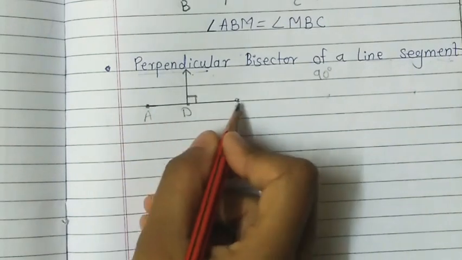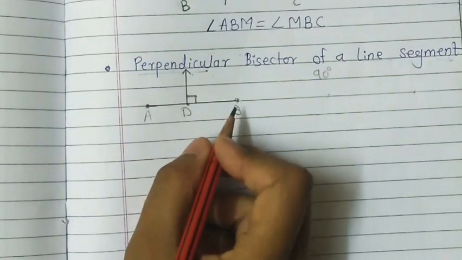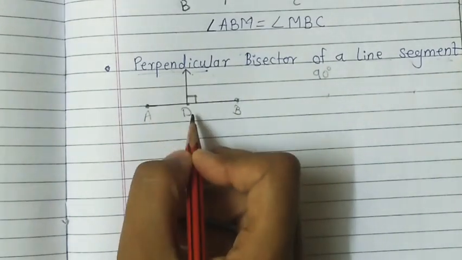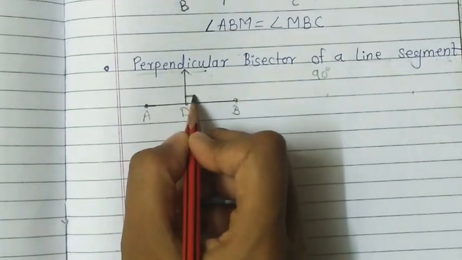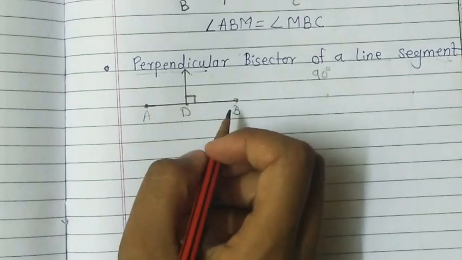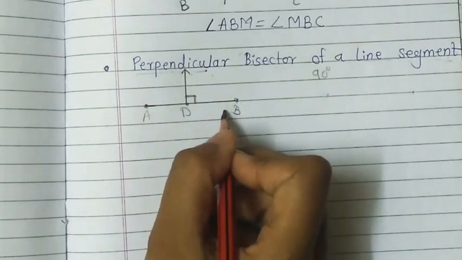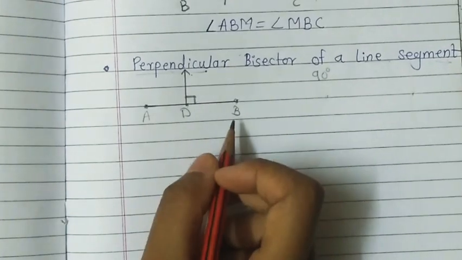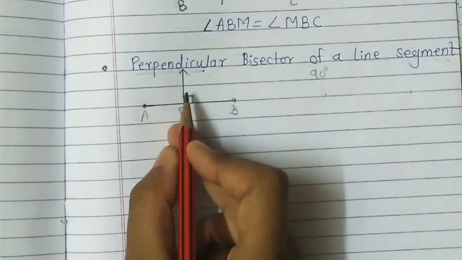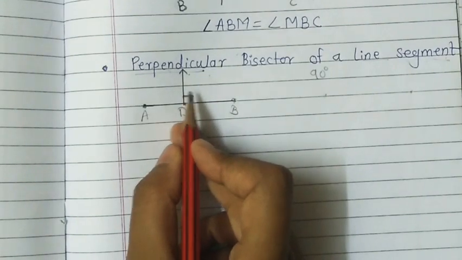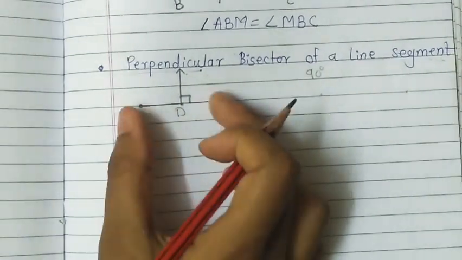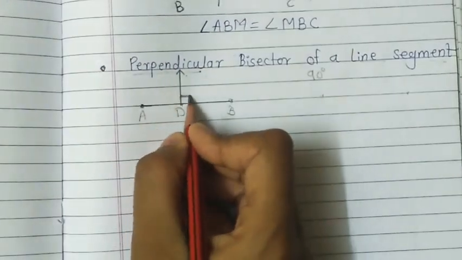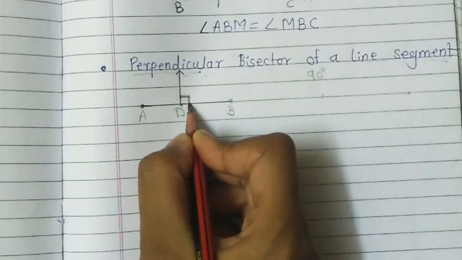Here, first I have drawn a line segment. After that, I have divided this line segment in two equal halves, and after that we get here an angle of 90 degree. Then from this, how can we define perpendicular bisector? Yes, perpendicular bisector means any line which divides the line segment in two equal halves, making an angle of 90 degree. Okay.